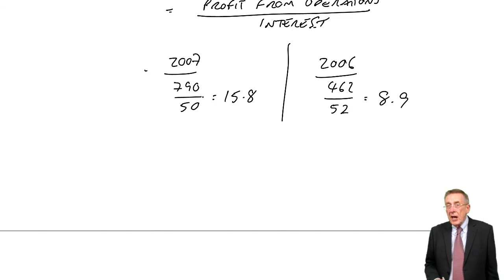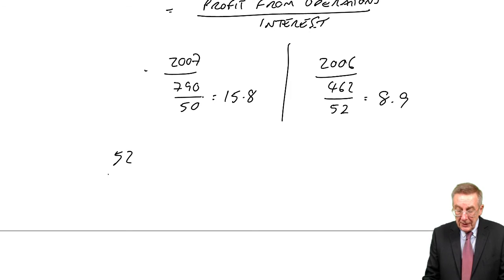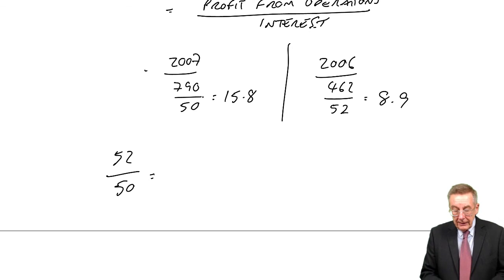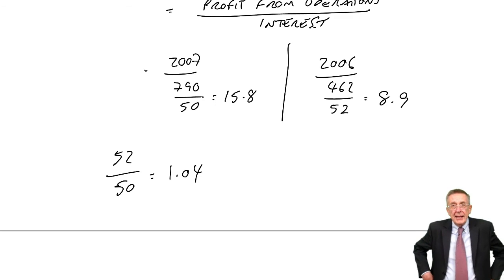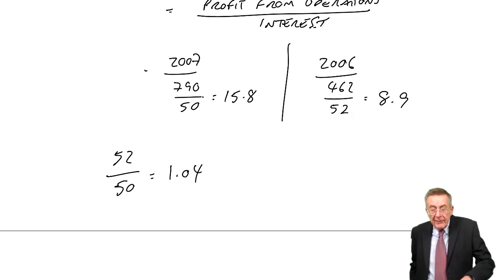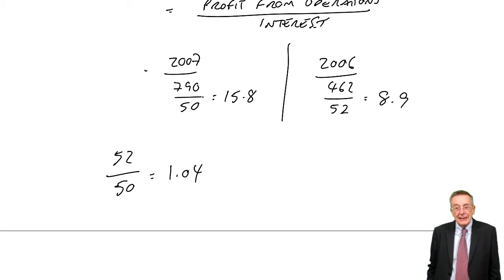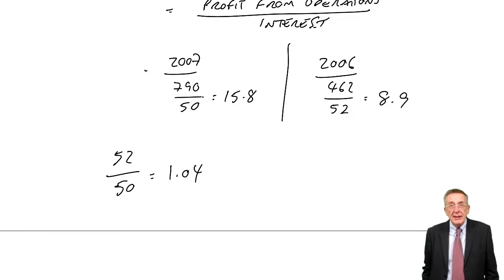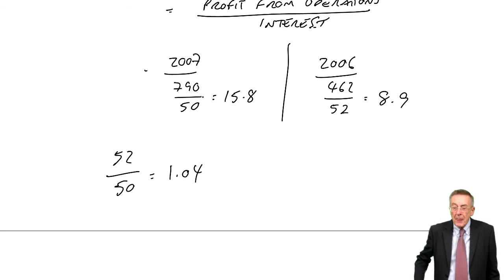Now, the reason that's relevant is this. If that figure was very low, let me make up a figure. Just suppose in 2007, the profit was 52 and the interest was 50. That's 1.04, then if I were a shareholder, I'd actually be very scared, because it means if next year, if profits just went down a tiny bit, then maybe they couldn't pay the interest. And if they couldn't pay the interest, maybe we'd have to close down.